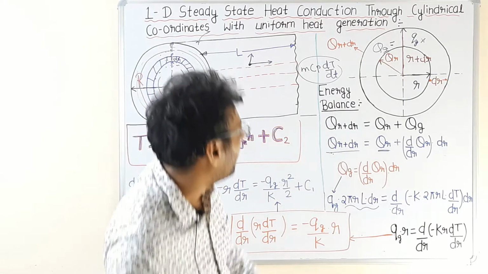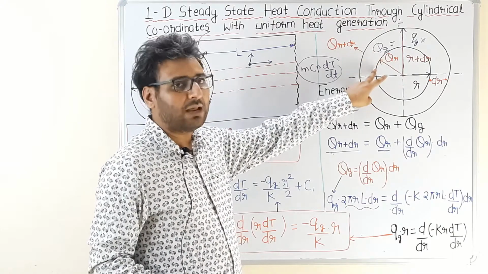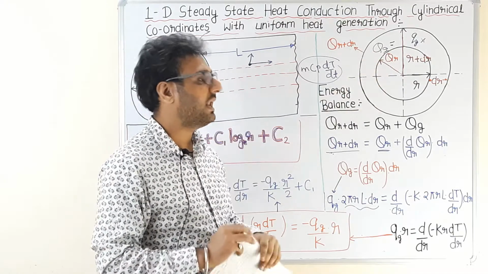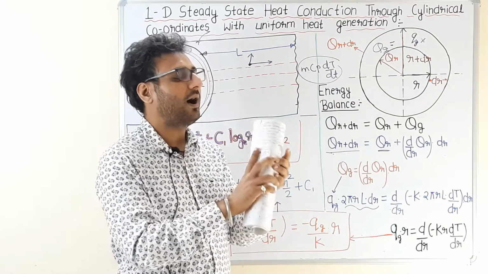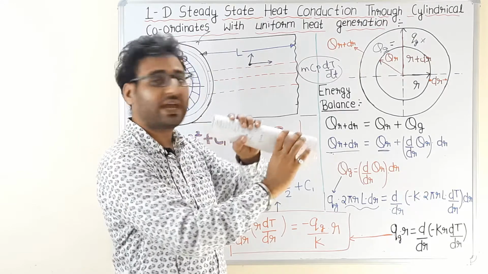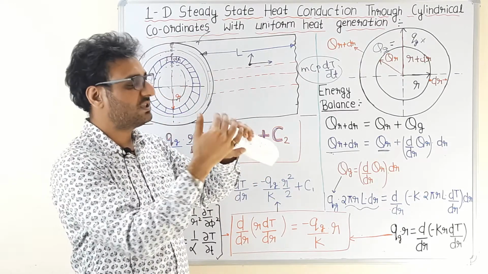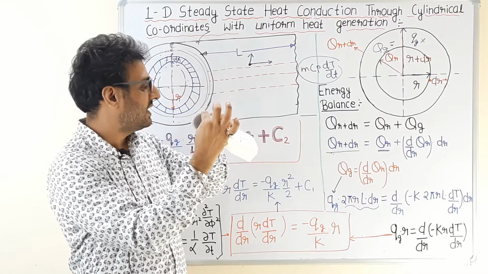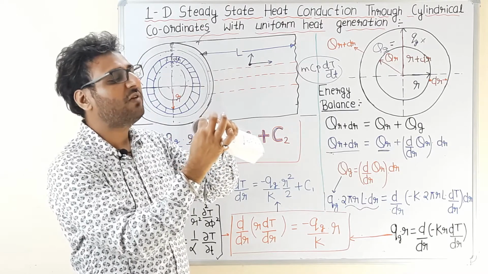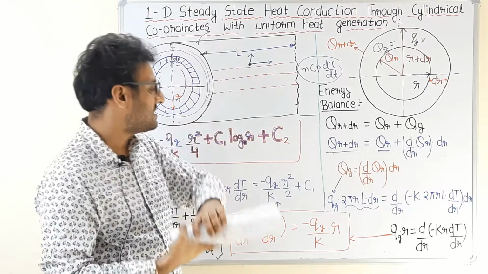Now, I have shown only the front view of the element. This element has a thickness of capital L. Now 2 pi r L is basically the surface area of this element. When we multiply the surface area with the thickness dr, we get the total volume of this element.